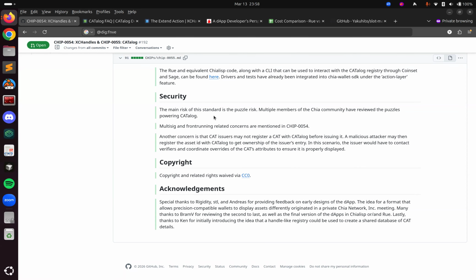The disadvantage there is that you have to maintain this list up to date. So if people suddenly start issuing things by a singleton CAT, which is another logic of tails, you have to respond and write another puzzle for verifying the new type of tail for the catalog. You'd probably be okay with having a maintainer at first and then transitioning to a more decentralized system. But I think this is a pretty significant drawback.